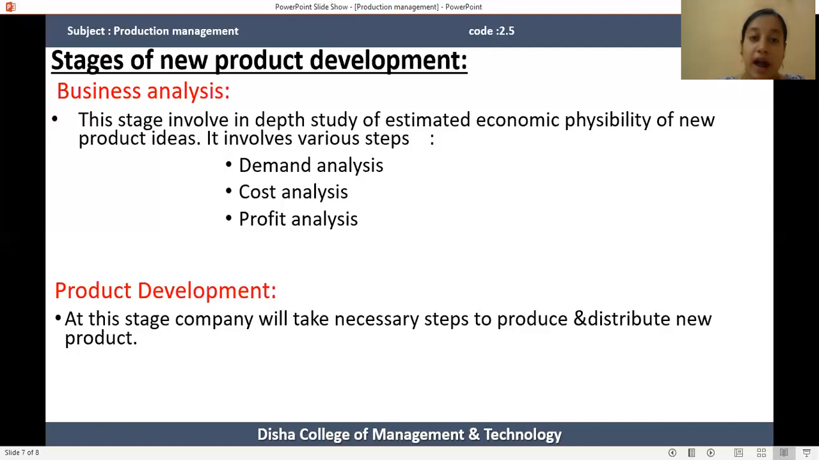So after performing the third stage, the organization has an idea related to the product which they are going to produce. The next stage they have to cover is the product development stage. Now the organization has an idea related to the product, so after that they have to make the necessary arrangements for producing that product.